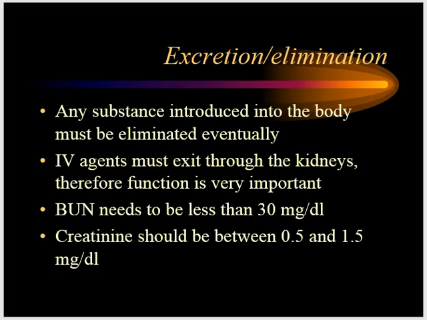Now, any substance that goes into the body must be removed somehow. IV contrast agents tend to be removed via the kidneys. So if we're looking at a patient's blood work, and remember, we're looking at the blood, not the urine, the BUN level needs to be less than 30 milligrams per deciliter, and the creatinine level should be between 0.5 and 1.5 milligrams per deciliter. If the creatinine level is somewhat outside those ranges, it may still be okay. That would be up to the radiologist, who would have to know the patient's history before making that call. But for general purposes, if your patient's creatinine level is between 0.5 and 1.5, you're probably fine.